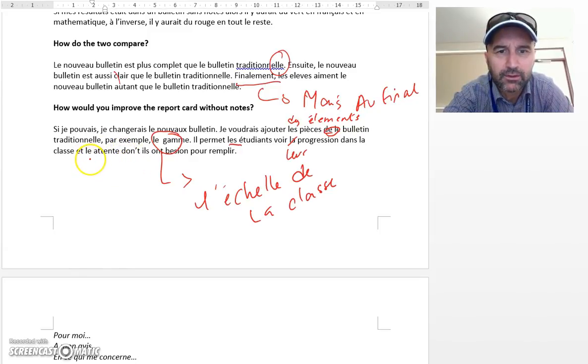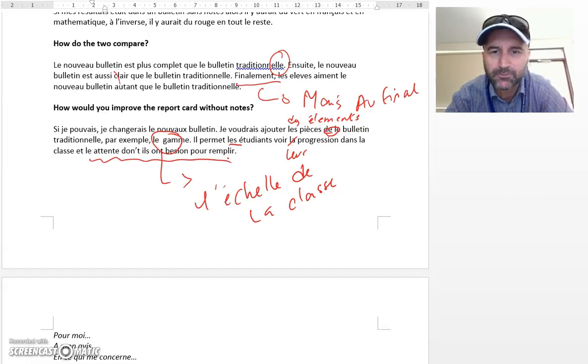That's not too good, that thing. I see exactly what you mean, but it's too close to the English here. I would say something like, les objectifs qu'ils doivent, D-O-I-V-E-N-T, and then I use the verb atteindre, to reach, A-T-T-E-I-N-D-R-E. Il permet, ou l'échelle, maybe? I think maybe what you want here is l'échelle, so elle, that's a feminine. Elle permet aux étudiants de voir leur progression dans la classe, et les objectifs qu'ils doivent atteindre. Linked, qu'ils doivent atteindre.